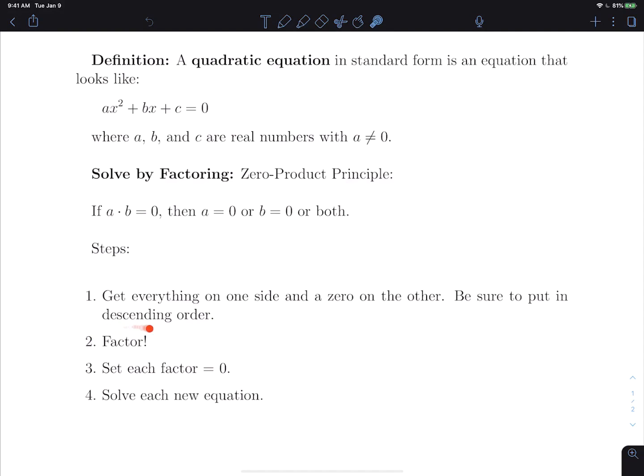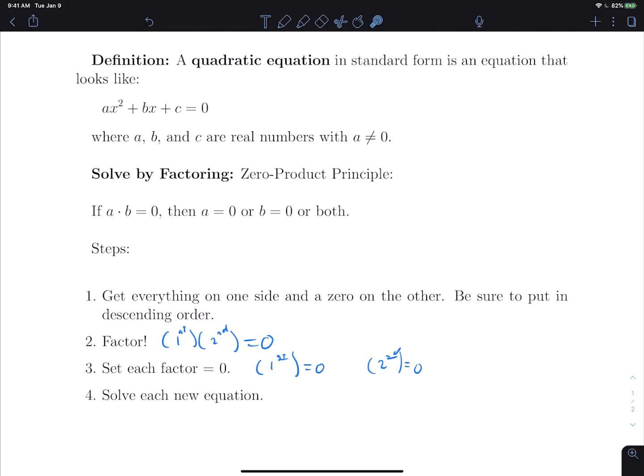The second step is to factor. Put it into 2 sets of parentheses equaling 0. I'll just call this one the first and that one the second. And for the third step, set each factor equal to 0. In other words, take that first factor and set it equal to 0, and take that second factor and set it equal to 0. And then the fourth step is to just solve each new equation. And that's pretty much it. That's all you have to do for factoring trinomials.